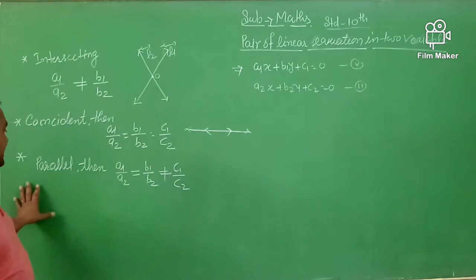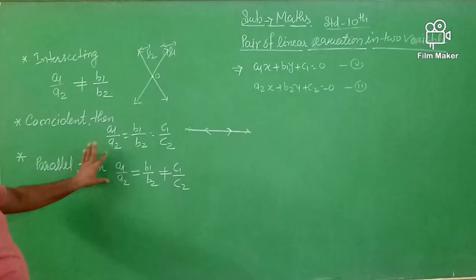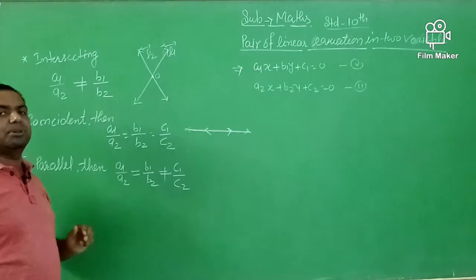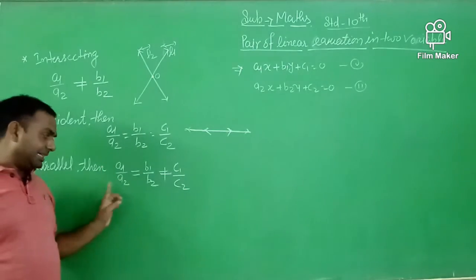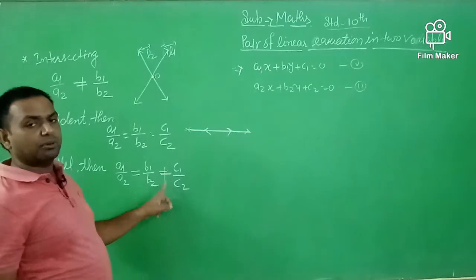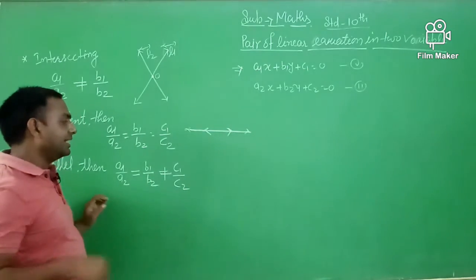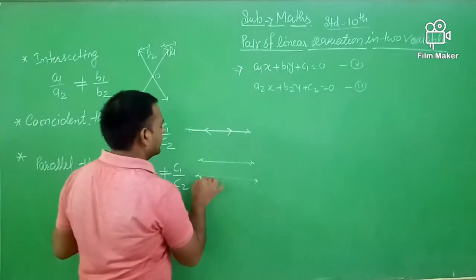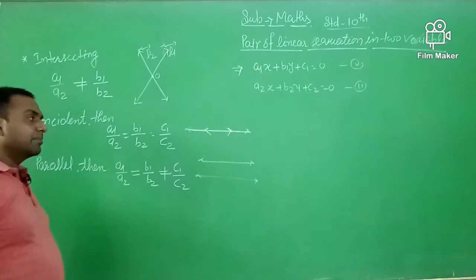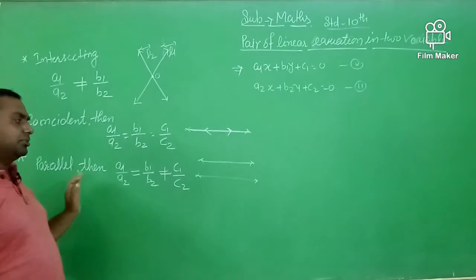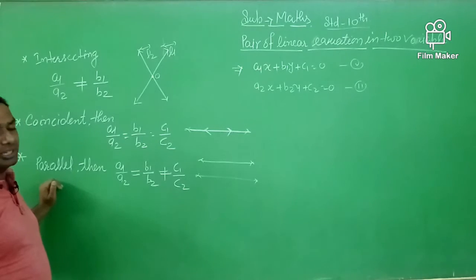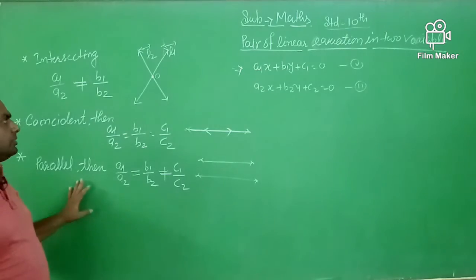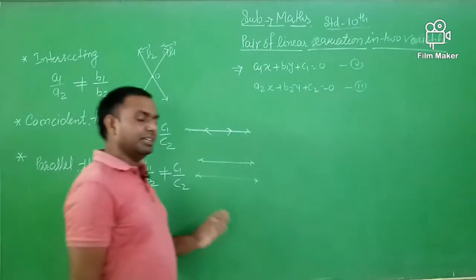Third condition: if a1 by a2 is equal to b1 by b2 but does not equal c1 by c2, then you can say both lines do not intersect at any place. So both lines are parallel to each other. In that situation, you do not get any solution by solving these equations of the lines. Okay, I think all of you understand.